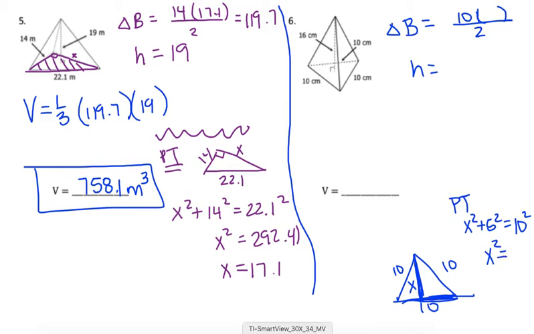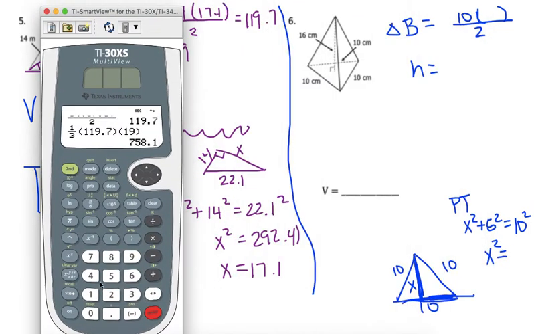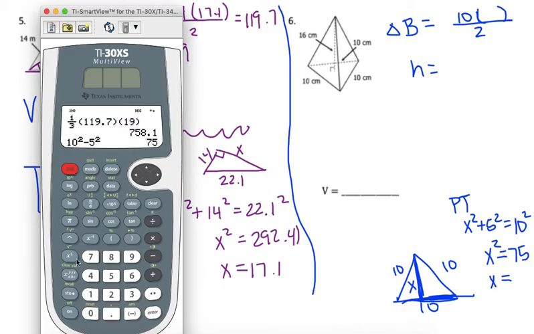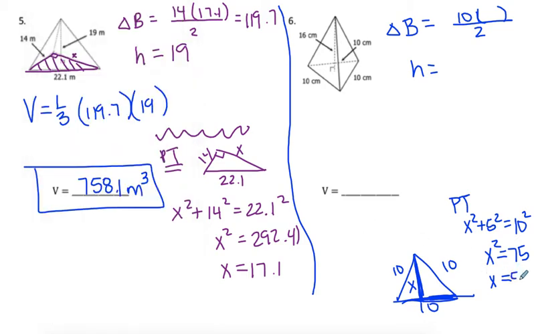Back to my calculator, so I can go 10 squared minus 5 squared, and that's where I get 75 for x squared. Square root to get x by itself. So now I'll square root our 75 there, and I get 5 radical 3. All right, so I can leave that in the radicals. We've dealt with those before. So I can say 5 radical 3 here. If you give me a decimal there, that's okay too.